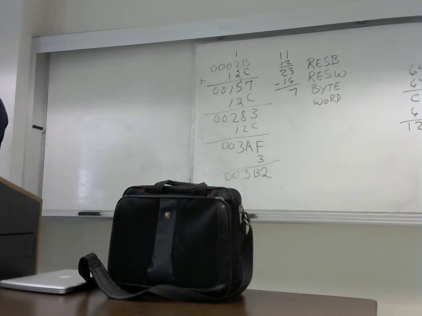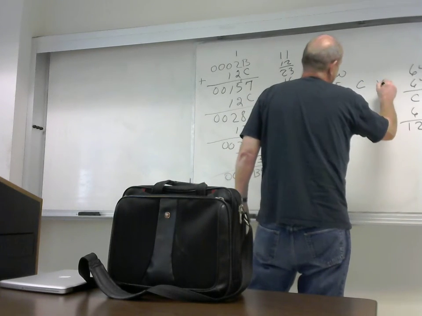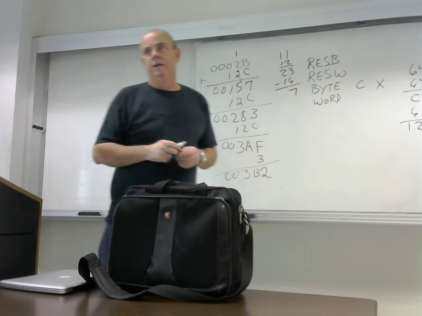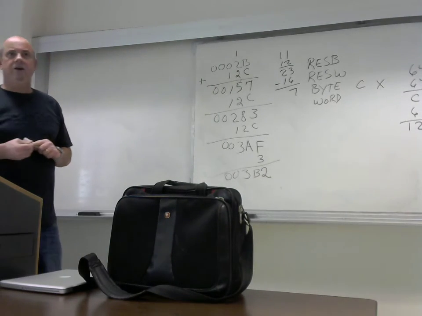003B5. How much space does this program take in memory? 003B5. That's the space that's required. Hex number, of course. The C stands for characters. With the byte directive, you have a C, which is a character, or an X, which is hexadecimal. It's got to be one of those. It's either character data or it's a number.